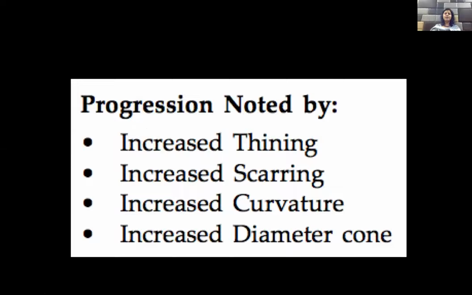The other thing when you look at the map is whether the keratoconus is progressing or not. That means as compared to the previous scans or the previous picture of the patient, whether you're looking at a patient with progressive keratoconus or stable keratoconus. So progression is noted by increased thinning, there's scarring, increased curvature, increased diameter of the cone.